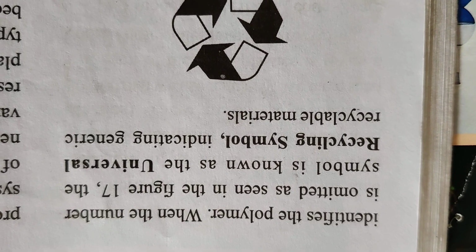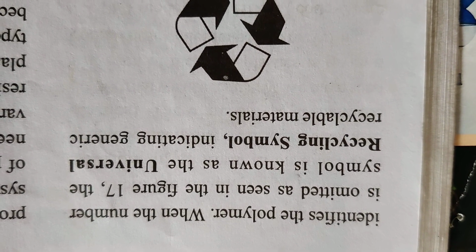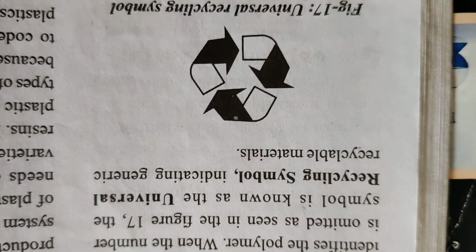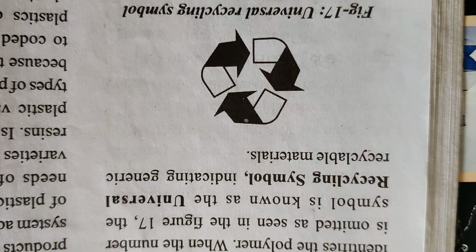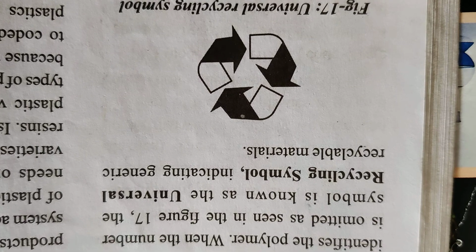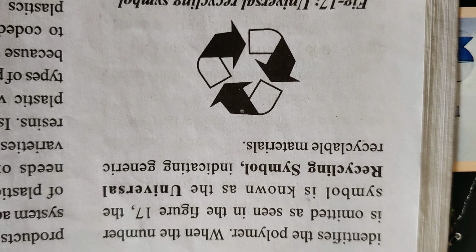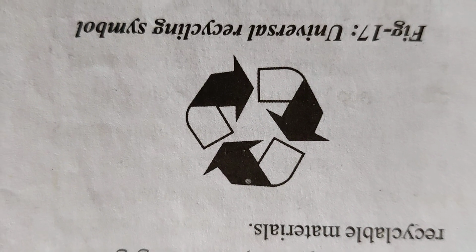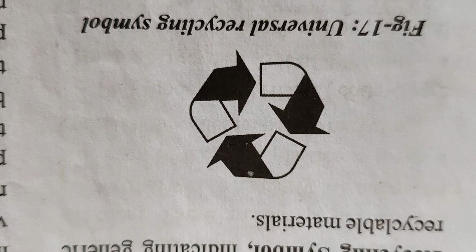For recycling purposes, to identify the plastic, look at the recycling icon. The chasing arrows, inside the arrows there is a number that identifies the polymer. When the number is omitted, as seen in figure 17, the symbol is known as the universal recycling symbol. It indicates generic recyclable material. This is a very important diagram for 1 mark. Draw the universal recycling symbol.